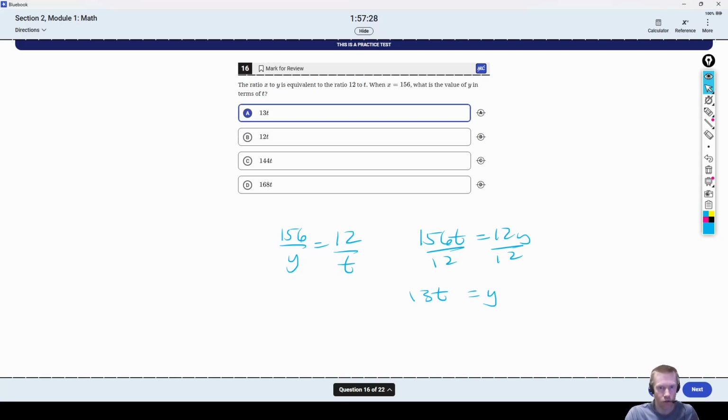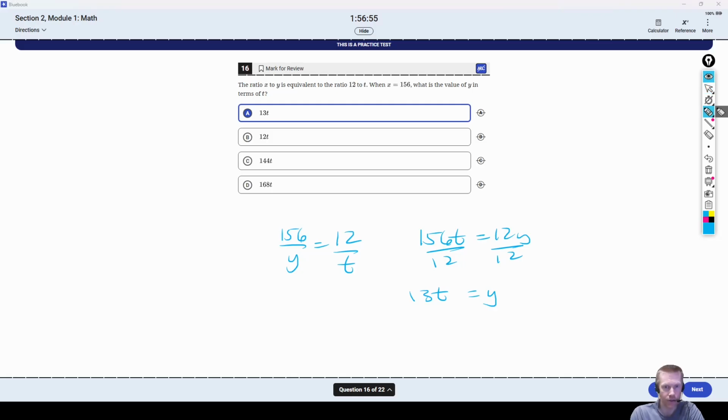Now, an alternate method you could use here would be to pick numbers for the different values and then see what t has to be, and then plug that in and then see if that's equal to y. Okay, so what I mean by that is this.